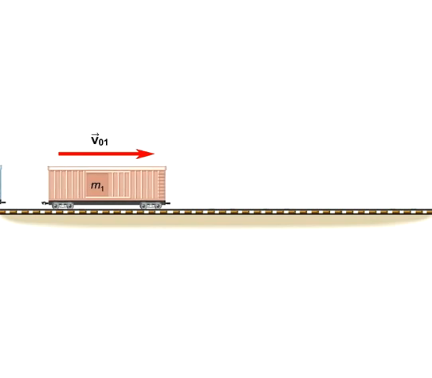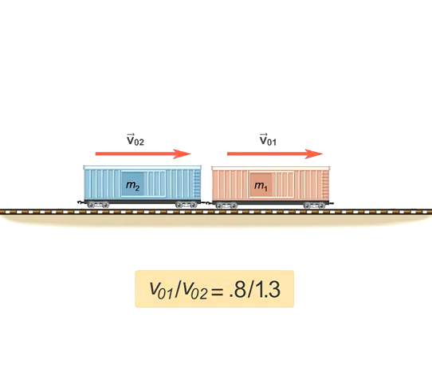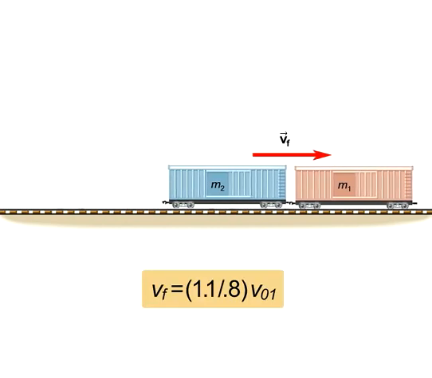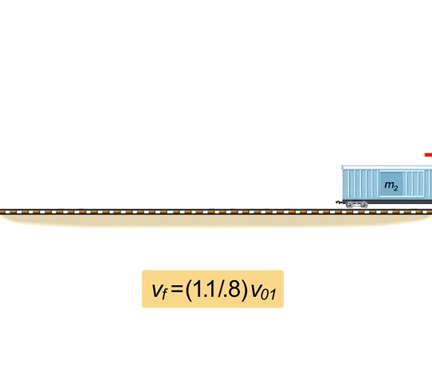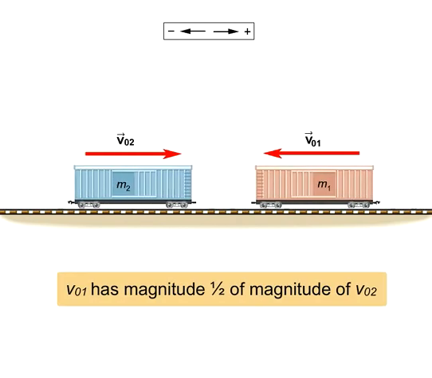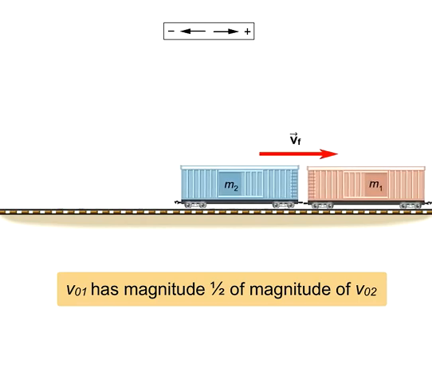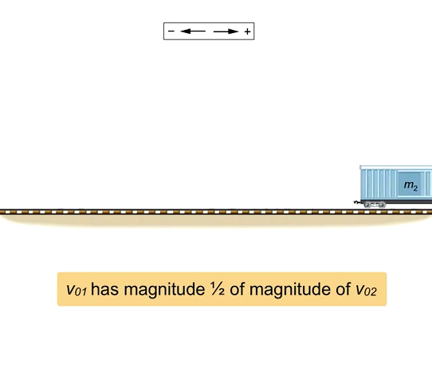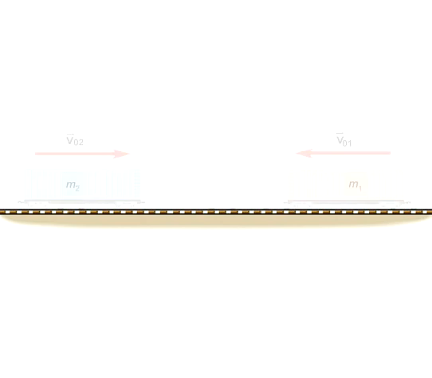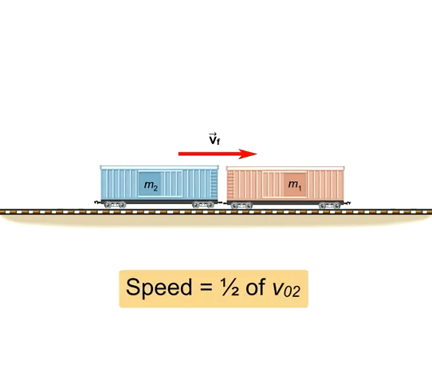When a freight train is being assembled in a switching yard, two boxcars might couple when both are moving in the same direction and one overtakes the other. They might also couple when they are moving in opposite directions. We will analyze this second possibility, and we will consider the positive direction to be to the right.